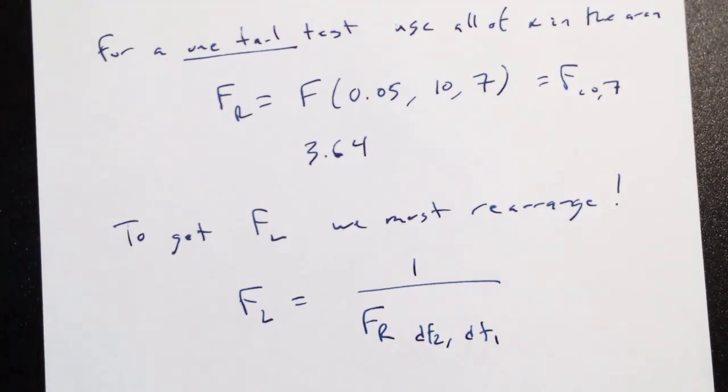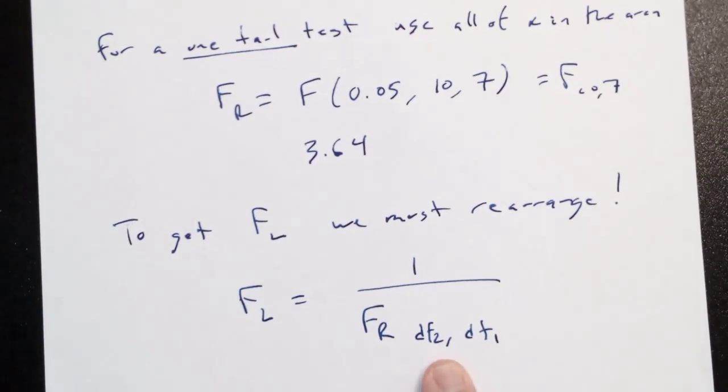I have to switch the degrees of freedom and order, and then I have to take 1 over that number. So what do I do in my chart to get that here? I've got to go to F 7, 10 rather than F 10, 7. So degrees of freedom 2 goes first.